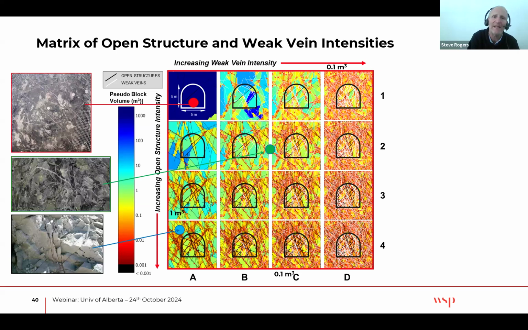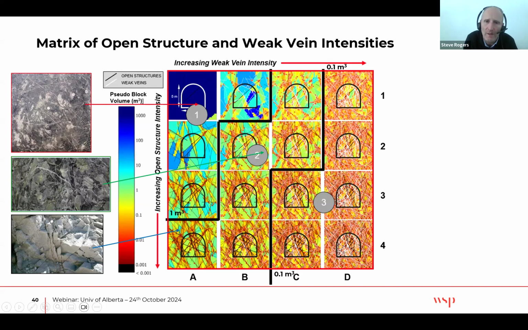Here are some examples of different rock masses. Here's a massive one with nothing sitting there. And here's our example that we saw from a more classic rock mass. It has low weak veins, but relatively high open structures.